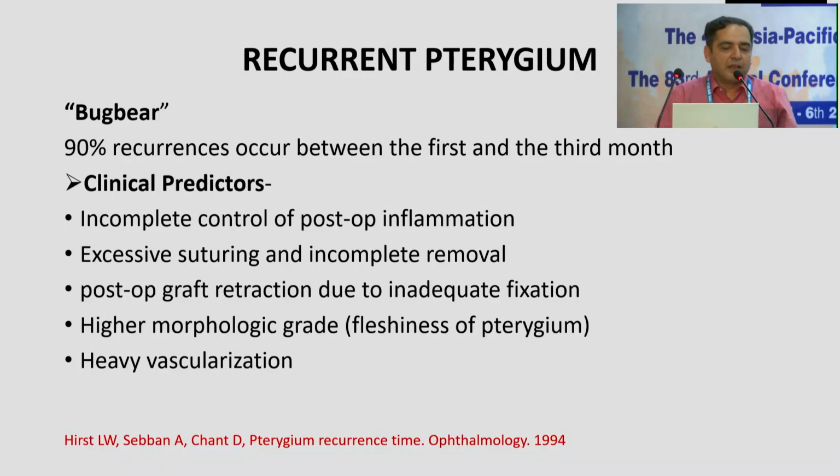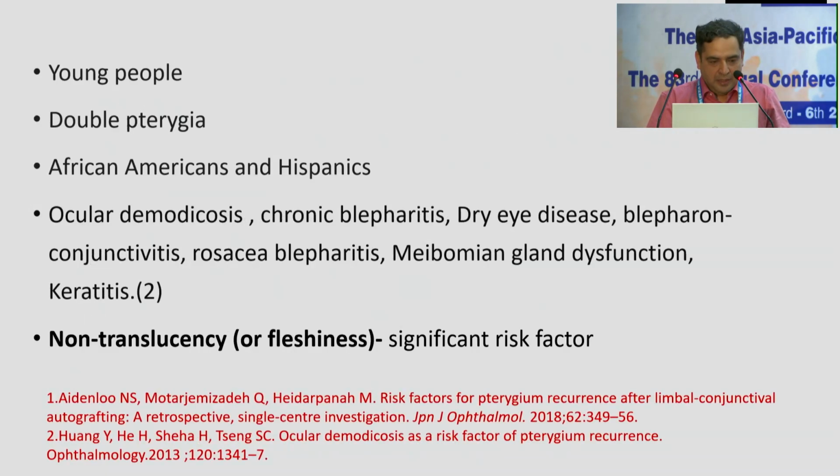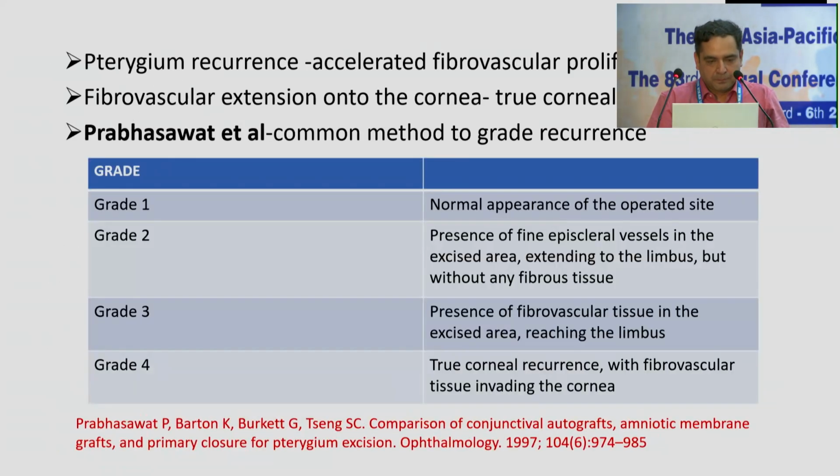Next comes the major bugbear when we perform the pterygium surgery. 90% recurrences occur between the first and the third month. The clinical predictors: incomplete control of post-op inflammation, excessive suturing, incomplete removal, post-operative graft retraction, a higher morphological grade of the pterygium, more fleshy, with heavy vascularization. And especially in young people, a double pterygia and non-translucency, that's a significant risk factor.